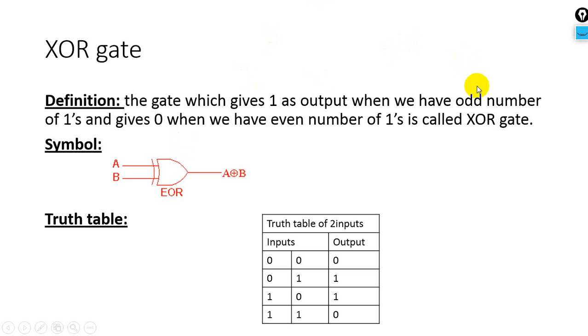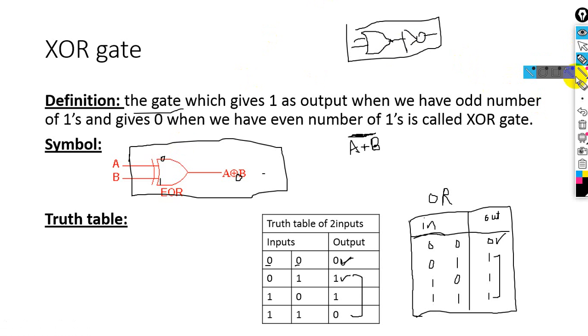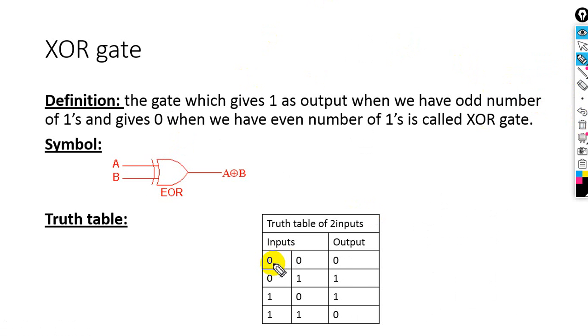So look at this. Here in this case, if we have input 0 0, both of the inputs are the same, so the result is 0. Here the inputs are also the same, 1 1, so the output will be 0. So the definition of this gate is what? The gate which gives 1 as output when we have an odd number of ones and gives 0 when we have an even number of ones is called the XOR gate.